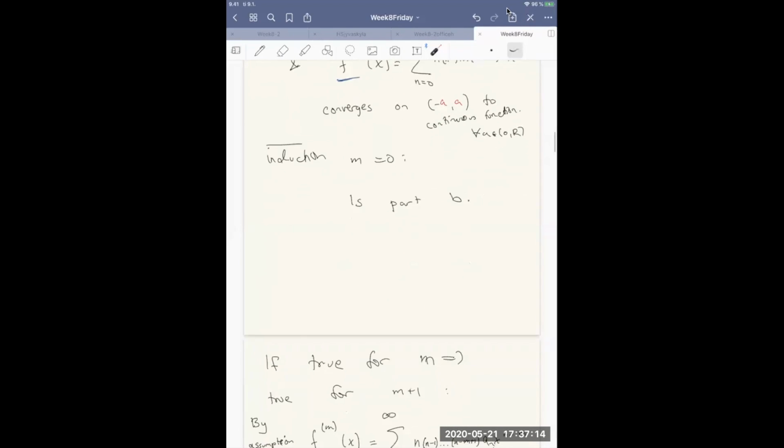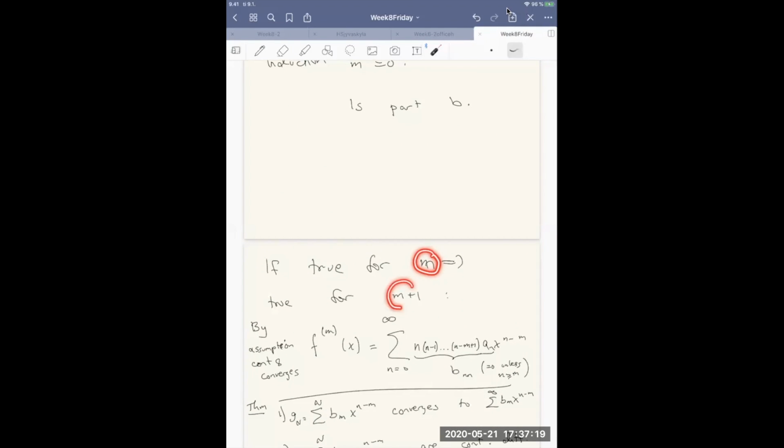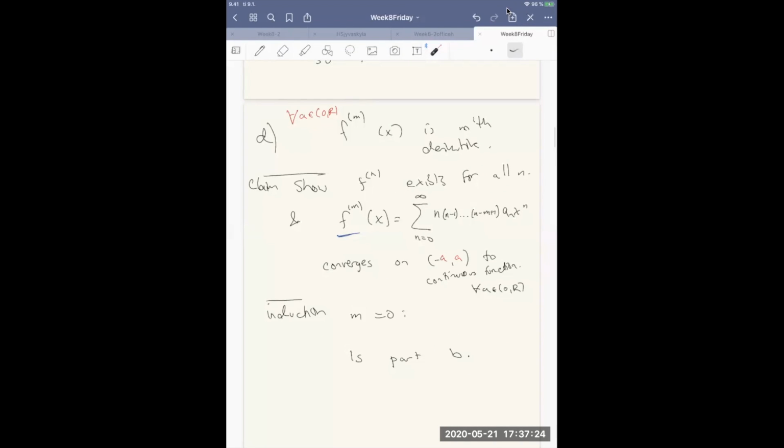Now, the next claim is that we want to go from m to m plus 1. And I want to highlight in this induction, what is the induction claim here? What do we get to assume? By making the claim stronger, we can assume also more, but on the other hand, we have to also show more. So one thing we want to definitely show is that the derivative exists for all m, but also, and this is the strengthening, that the derivative is given by this power series.